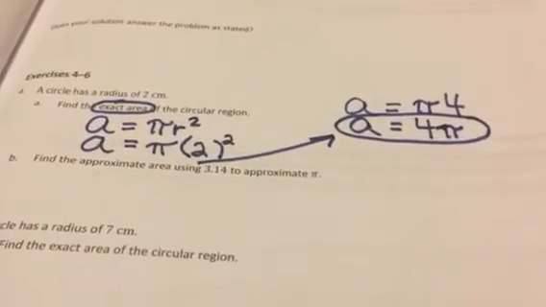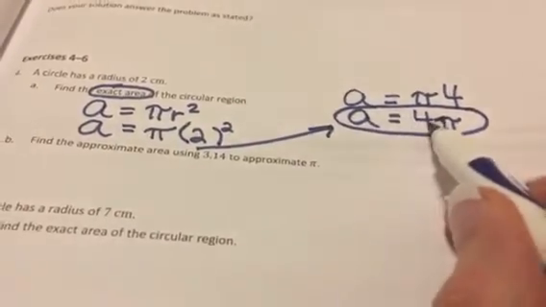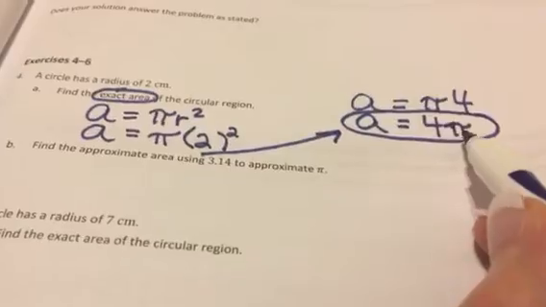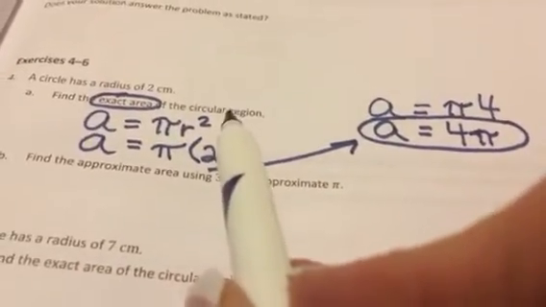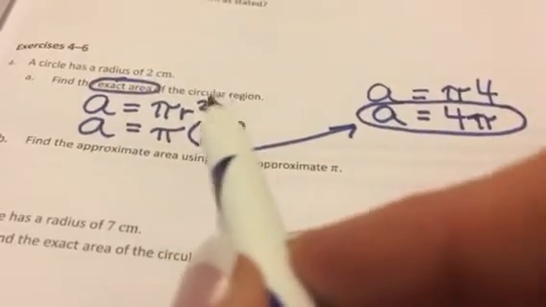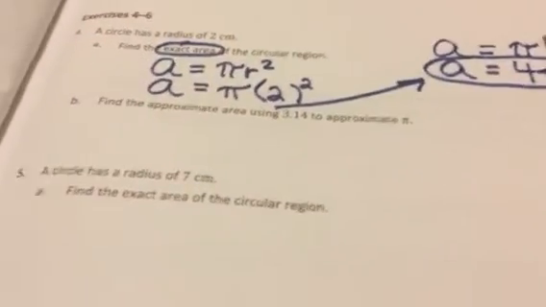It says find the exact area. That's the exact area. The area of the circle is 4 pi. If they would have wanted you to use 3.14, they would have told you. If they would have wanted you to use 22 over 7 instead of 3.14, they would have told you. So you're done. Okay, next problem.